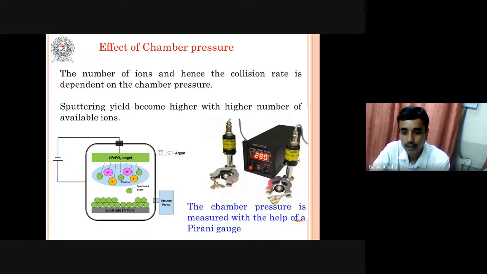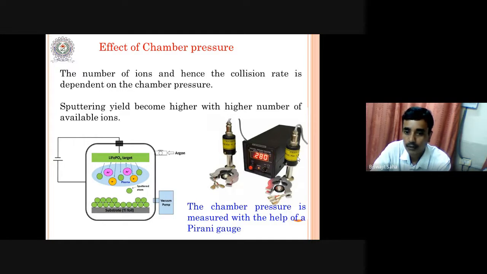How can this chamber pressure be monitored from outside? This is monitored by a Pirani gauge. The working of the Pirani gauge is not to be discussed, but the sensor of the Pirani gauge is to be inserted into the vacuum chamber, so that during interaction with the gas molecules it will create an electrical signal, and accordingly the pressure inside the chamber can be understood, and that has to be monitored.